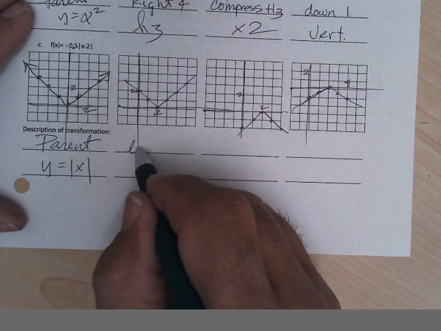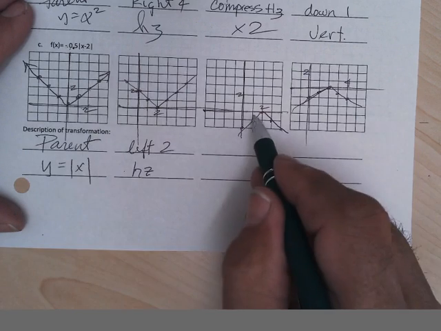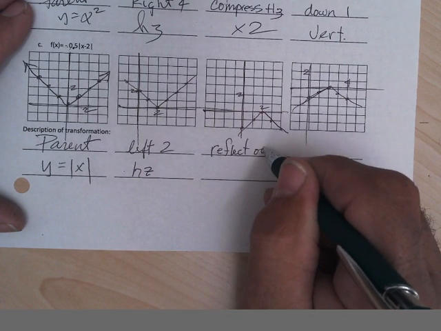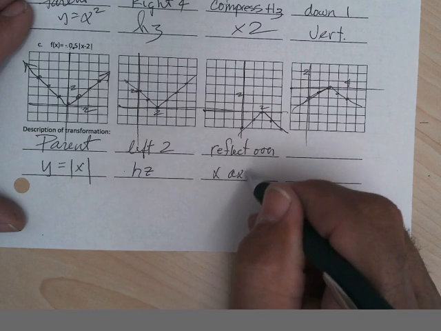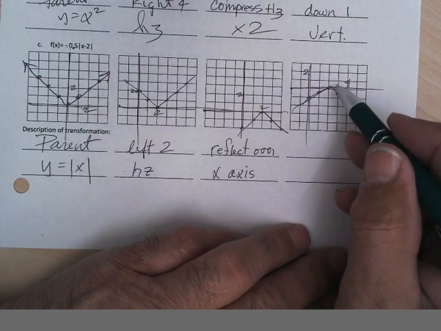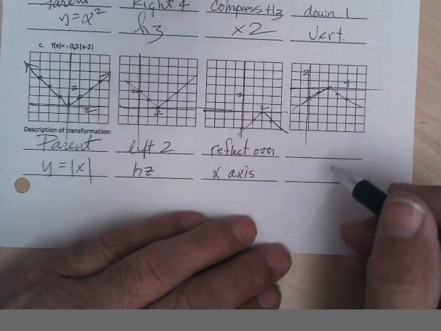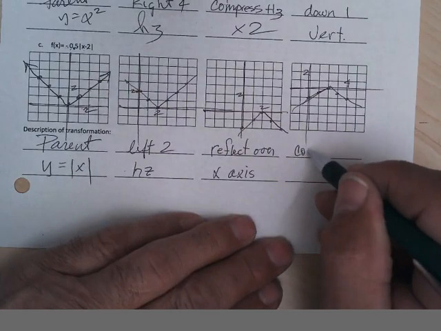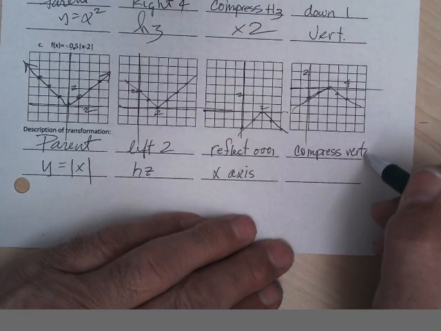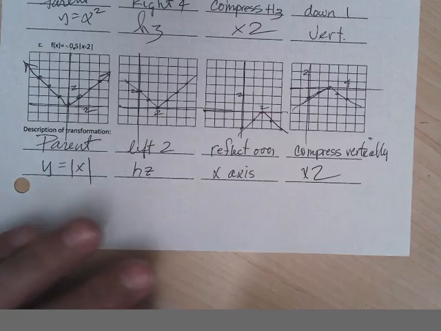So I did left 2 horizontally. I did reflect over the x-axis, or vertically flip it over the axis, and then we took in the y direction half as much, so we did compress vertically by a 2, or a half. Let's just call it a half.